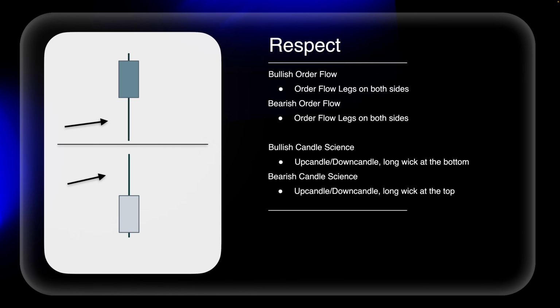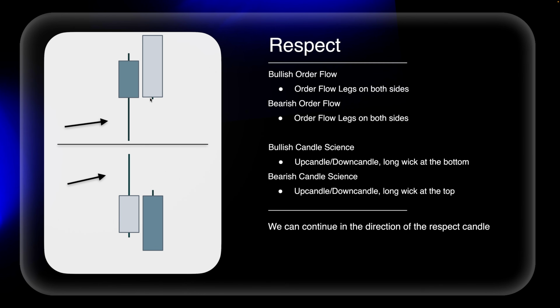Now this means the following for the direction. We can continue in the direction of the respect candle. So if we have a long wick at the bottom right there, that means that we can continue higher. If we have a long wick at the top sitting right there, that means that we can continue lower.